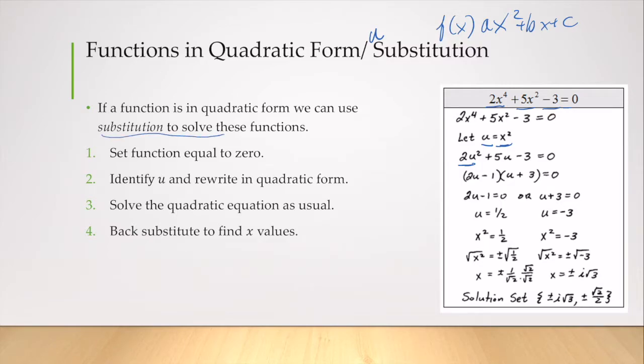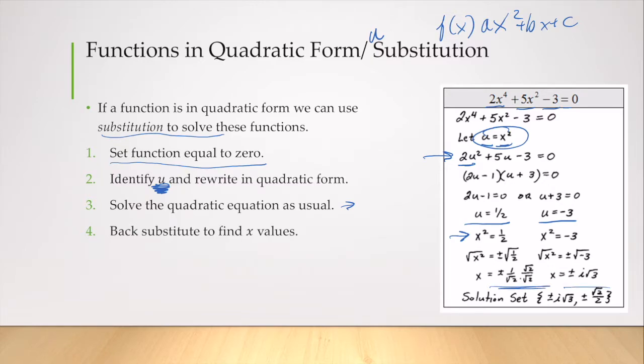The first thing you want to do is set your function equal to 0. You're then going to identify your u and rewrite it in quadratic form. Next, you solve the quadratic equation as usual, so you can use factoring, completing the square, the square root property, or the quadratic formula, everybody's favorite. You're going to get your u values. You then have to resubstitute in x squared for u in this case. And that's going to help you solve your answer and give you your solution set.